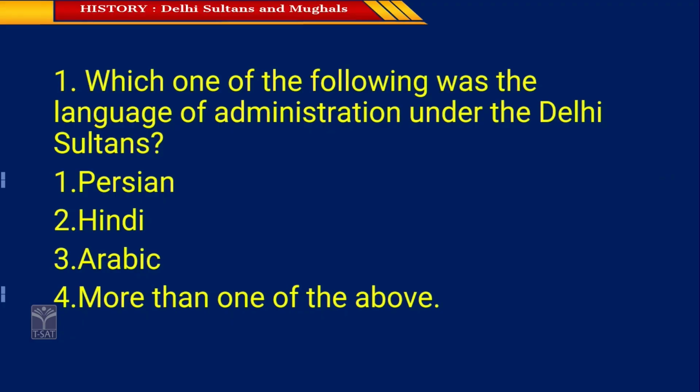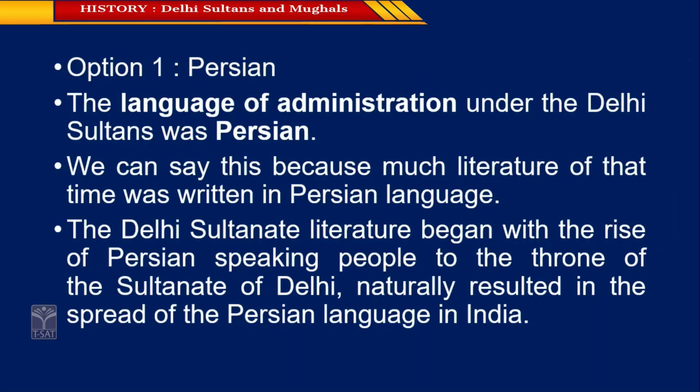Which of the following was the language of administration under the Delhi Sultans? Persian, Hindi, Arabic, more than one of the above. The answer for this question was Persian. See, the Delhi Sultans, if you observe, by origins were Turkic or Turk-Mongol.